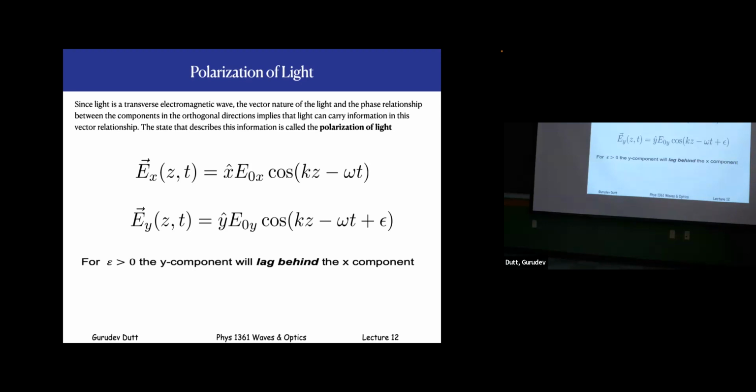Unfortunately, we picked this word polarization, which I know we've already overused. We used polarization when we talked about dielectrics, when we talked about magnetic polarization, and now we're talking about light's polarization. So the idea is that, as I said, light is a transverse electromagnetic wave. So the vector nature of this light and the phase relationship between the different components. The way I wrote it was E, which is shown here.